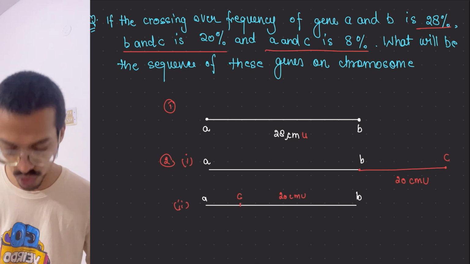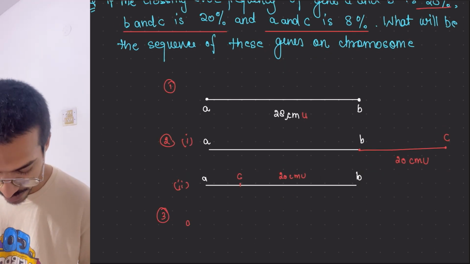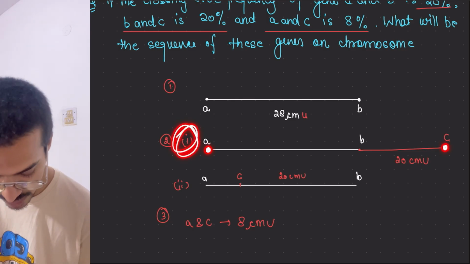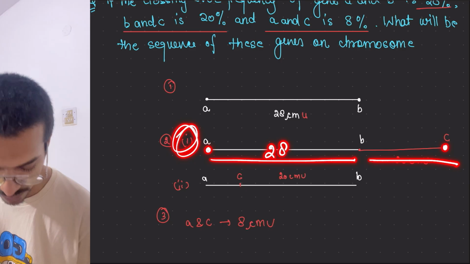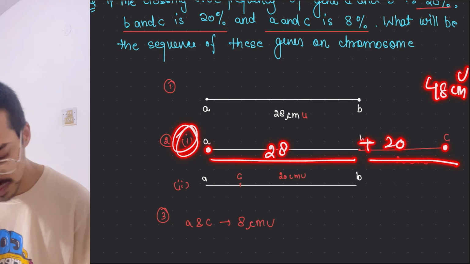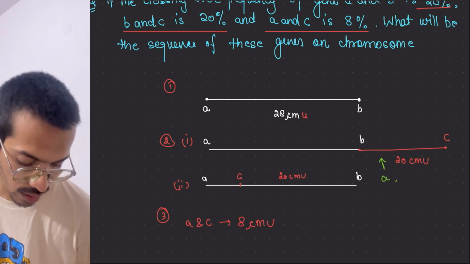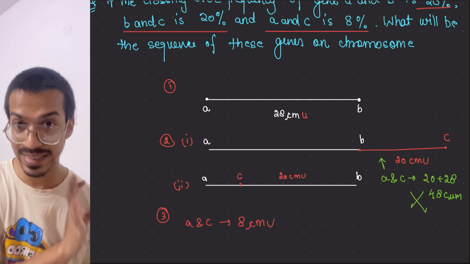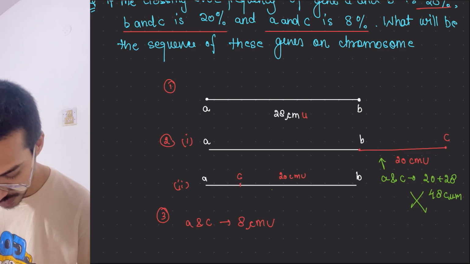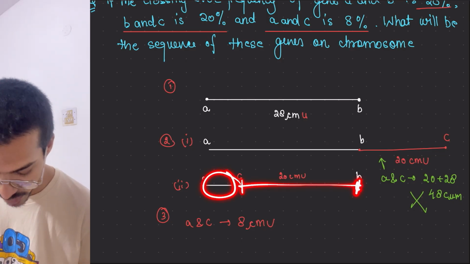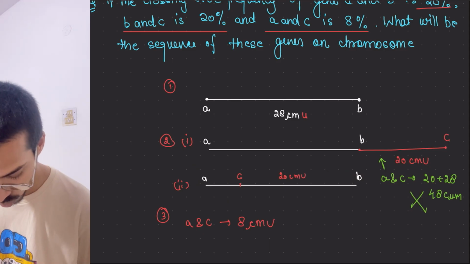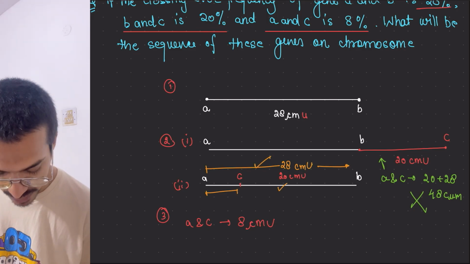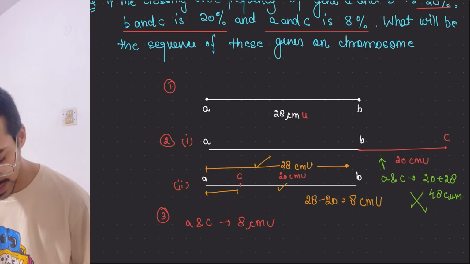The third statement says that A and C should have 8 centimorgan units. If you see the first option, here A and C has this distance plus this distance, 28 plus 20, which becomes 48 centimorgan units. This is not the case, because we need 8 centimorgan units. But if we see here, this whole thing was 28 centimorgan units, and the small one is 20, so 28 minus 20 is 8 centimorgan units, which is similar.